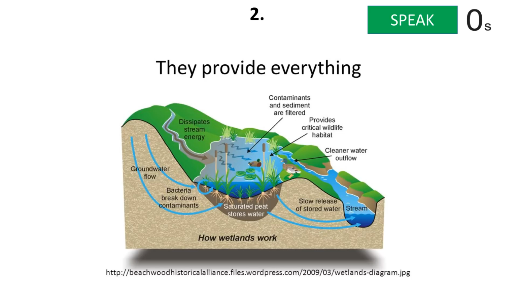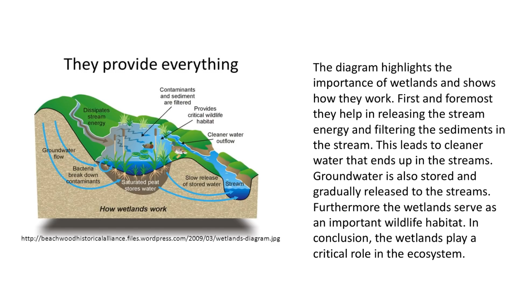Let's look at the response. The diagram highlights the importance of wetlands and shows how they work. First and foremost, they help in releasing the stream energy and filtering the sediments in the stream. This leads to cleaner water that ends up in the streams. Groundwater is also stored and gradually released to the streams. Furthermore, the wetlands serve as an important wildlife habitat. In conclusion, the wetlands play a critical role in the ecosystem.